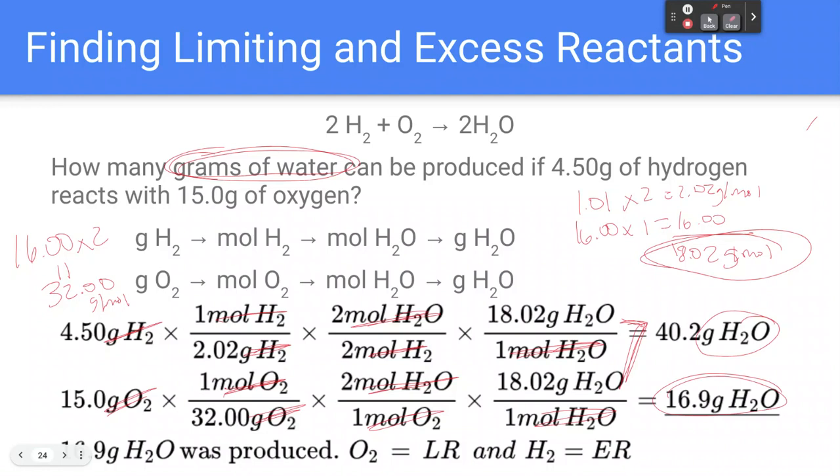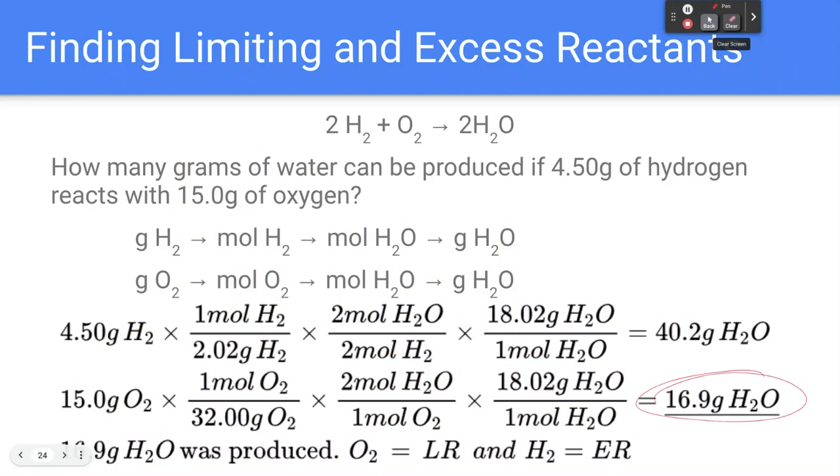And so in this case, the one that I want you to circle as your final answer would be this. I would want you to circle 16.9 grams of water. That's how much is actually being produced. Now, I also need to take a look. The one that gave me the lesser amount, if I go back and take a look at my reactant that gave me the lesser amount, that is called my limiting reactant. And then the one that gave me more, that is called my excess reactant. That's what LR and ER stand for at this point.